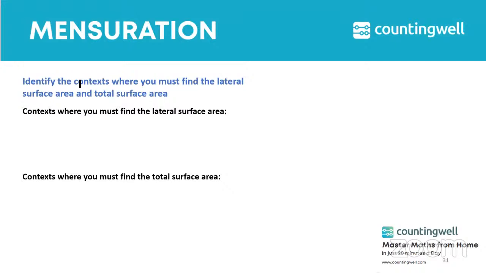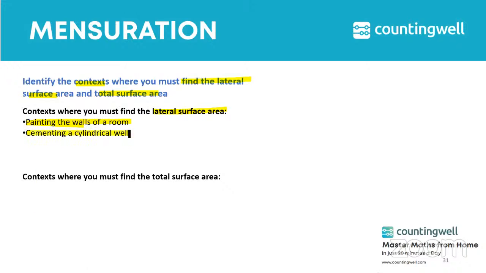Also, to identify the context where you must find the lateral surface area and total surface area, there are some contexts. So whenever you are dealing with painting the walls of a room, you will find lateral surface area because you have nothing to do with the base, that is the floor of that room or the ceiling of that room. You are only focused on the walls of the room.